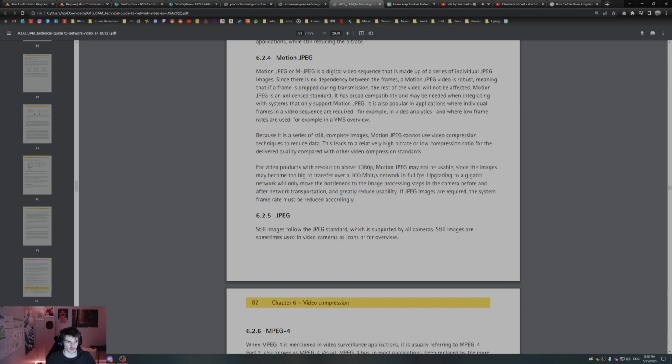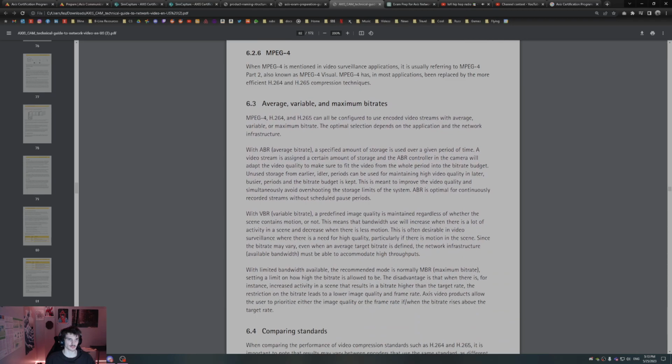For video products with a resolution above 1080p, Motion JPEG may not be usable since the images become too big to transfer over a 100 megabit network in full FPS. Upgrading to gigabit network will only move the bottleneck to the image processing steps in the camera. If JPEG images are required, the system frame rate must be reduced accordingly.